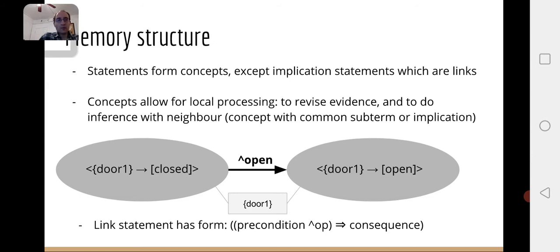Each of those events, door is closed and door is open, is represented by two separate concepts with a shared term, which is door. But they are also linked through an implication link with an operation open attached to it. So if the door is closed and you open it, it will be open. This is how it's represented in memory, and this is generally the way implications, or procedural knowledge, are expressed. That is, you have some precondition under which the execution of a certain operation leads to a certain consequence.